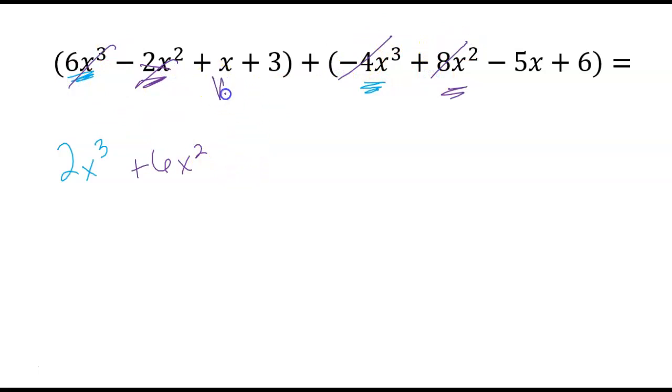Then I'm just going to make these ones underlined with a different shape. So x and negative 5x are like terms. So x minus 5x, that's 1x minus 5x is negative 4x. And then my constants are 3 and 6, and 3 plus 6 is 9. So there is our result.